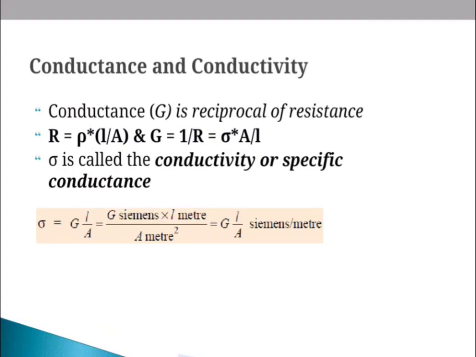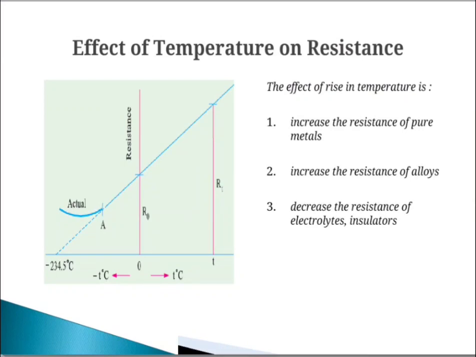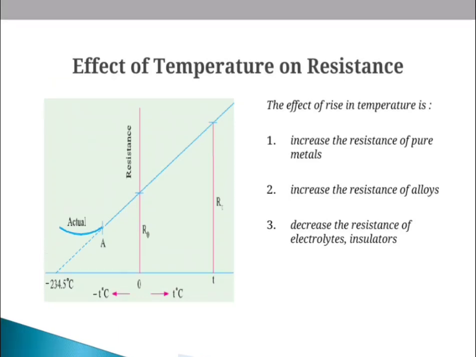Then we have to discuss the effect of temperature on the resistance. Suppose there is a rise in temperature in the conductor, then the resistivity of the pure metal increases. It means in a pure metal, if the temperature increases, the resistance goes on increasing. As well, in the case of alloys of two or more different materials, the resistance of the alloy will increase whenever the temperature goes on increasing.